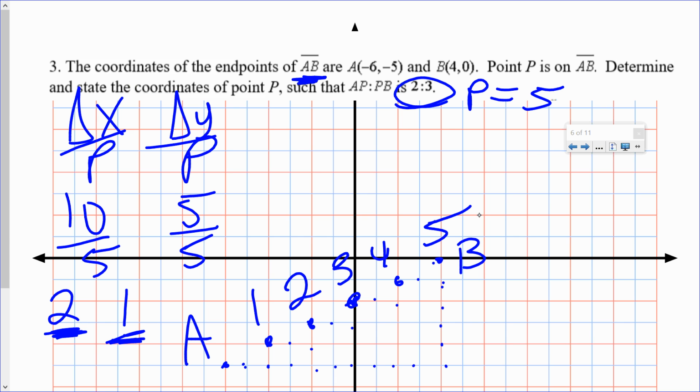And now the answer. I want you to take about 15 seconds and decide which one you think the answer is. And as a hint, it has to do with the ratio.